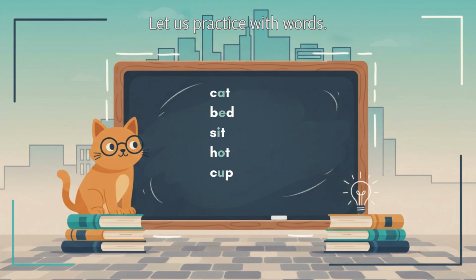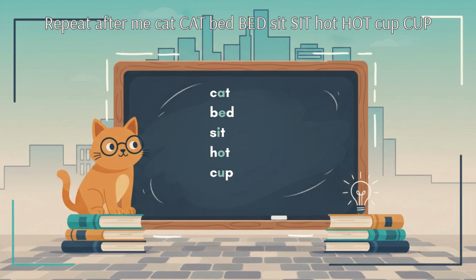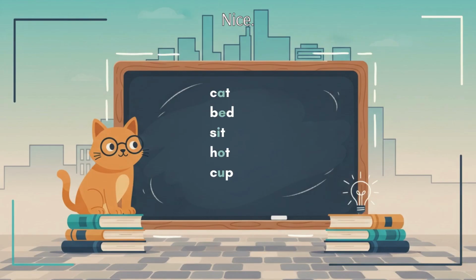Let us practice with words. Repeat after me. Cat, C-A-T, bed, B-E-D, sit, S-I-T, hot, H-O-T, cup, C-U-P. Nice. You are speaking English already.